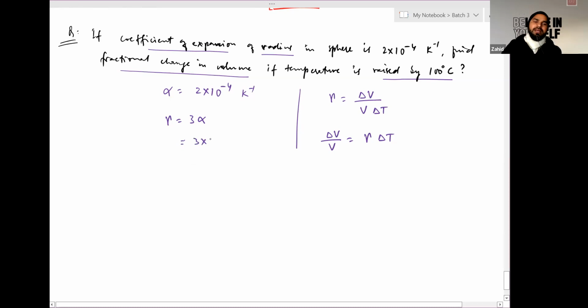Three times alpha. Alpha is 2 into 10 to the power minus 4. So on multiplying, it will be 6 into 10 to the power minus 4. Now put this in this. So it will be 6 into 10 to the power minus 4. Change in temperature is 100 degrees Celsius. So on multiplying, you will get 6 into 10 to the power minus 2, or 0.06.